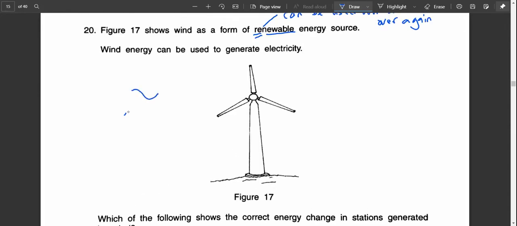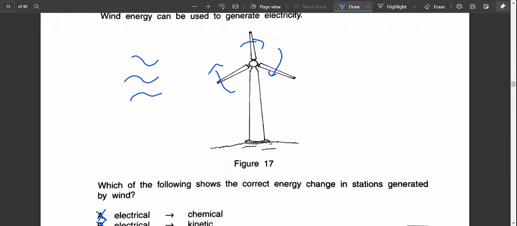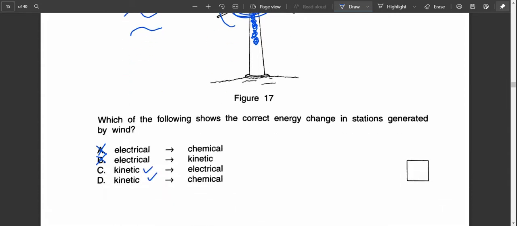So what happens is that when the wind blows this fan, it will move like that, and once it moves, you will have kinetic energy. Anything related to movement will be kinetic energy. And then as the fan moves around, you have a mechanism inside here which will transform all those kinetic energy into electric current. Therefore kinetic energy to electrical energy.